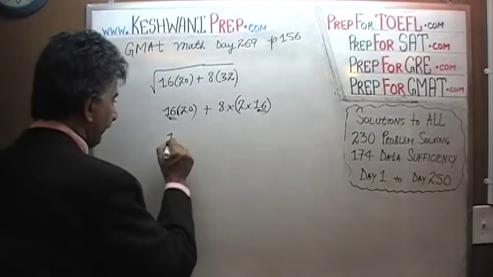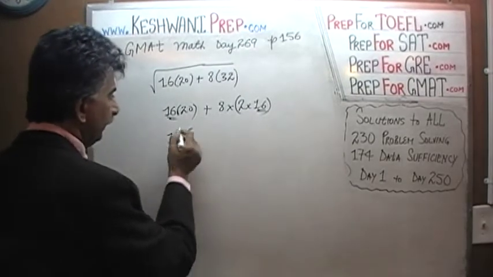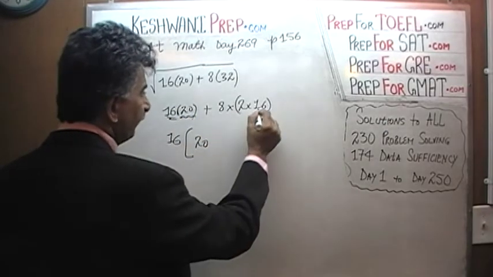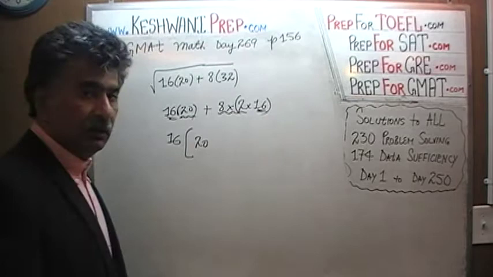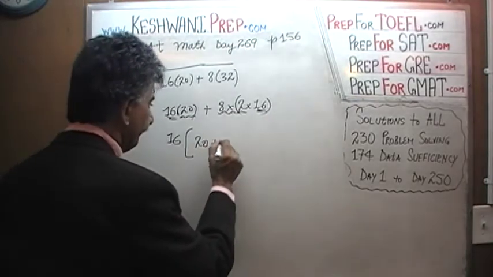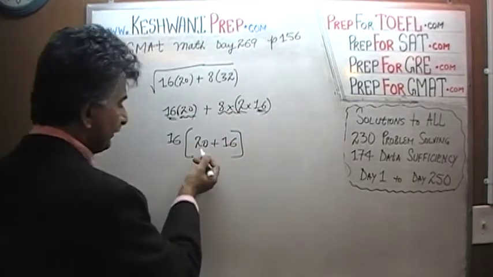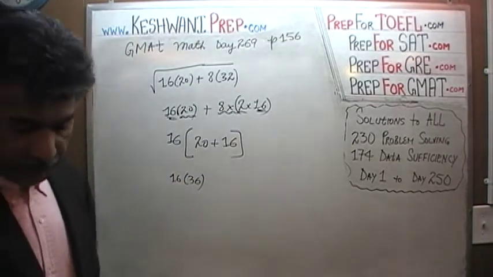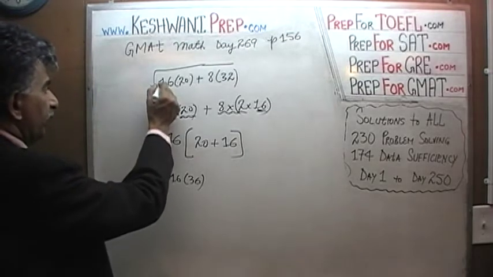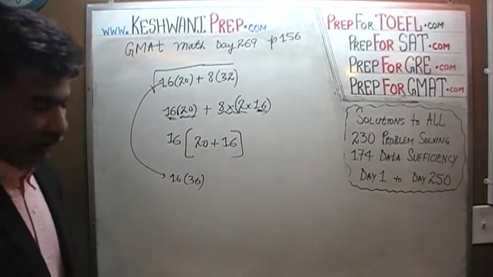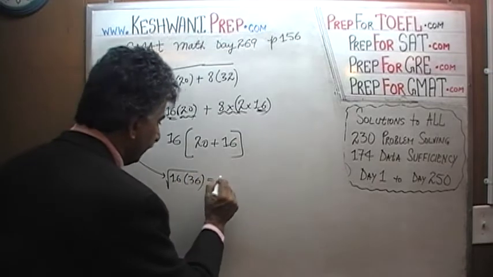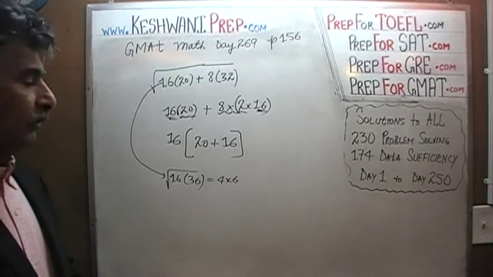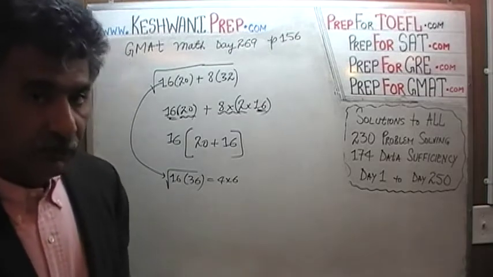So let's take out the common factor 16. From the first term we are left with 20. Once we take out 16 from the second term, we are left with 8 times 2, which is another 16. And 20 plus 16, of course, is 36. So essentially, what they gave us boils down to the square root of 16 times 36. And now we can take the square root of it very easily. It's just 4 times 6, which is 24. The answer is 24.